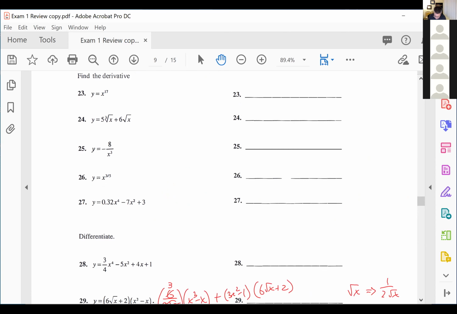25, I'll do 25 real quick here. This is just negative 8x to the negative 3rd. So that's positive 24 x to the negative 4th. So y prime is equal to 24 over x^4.